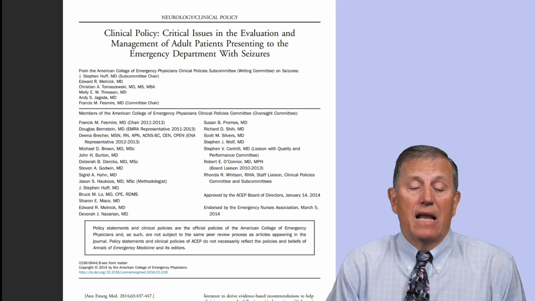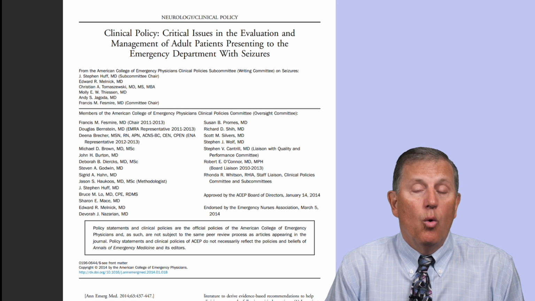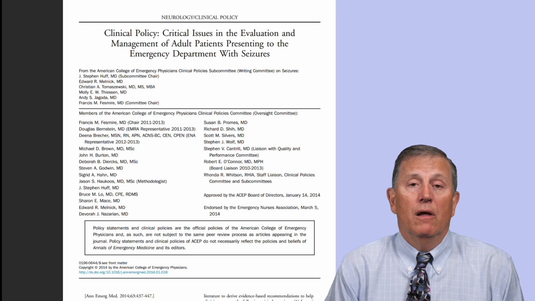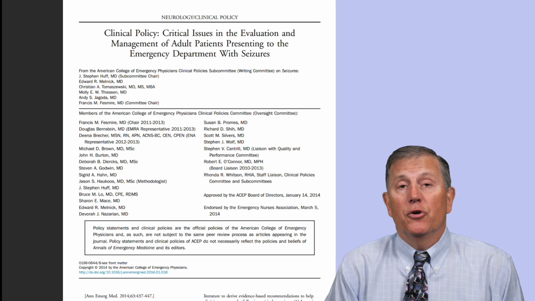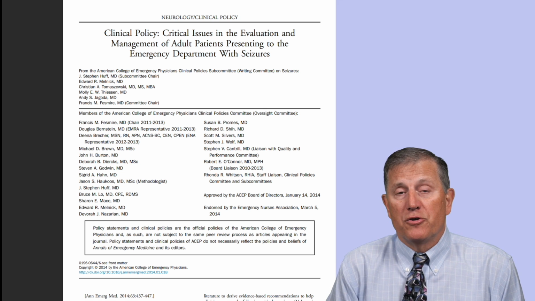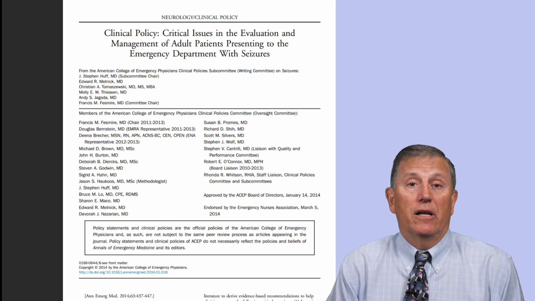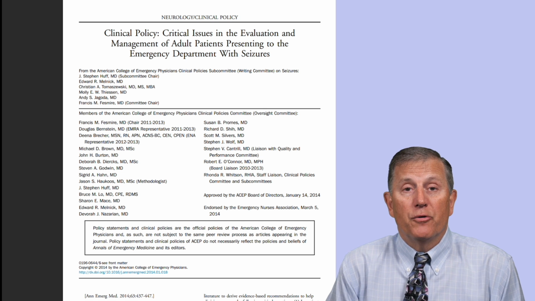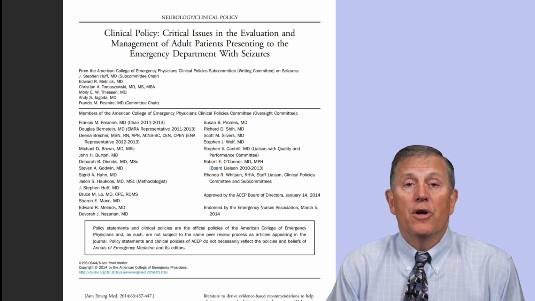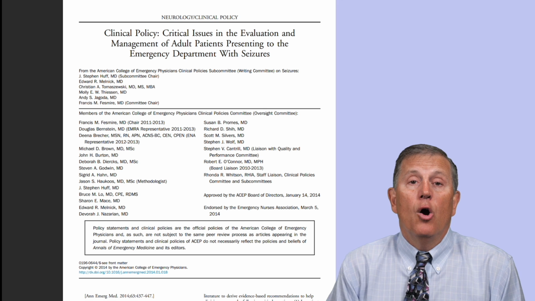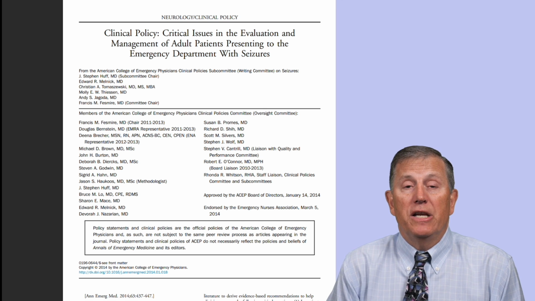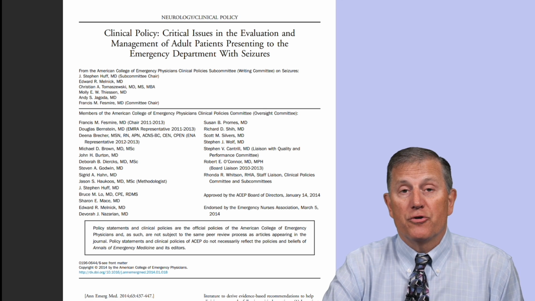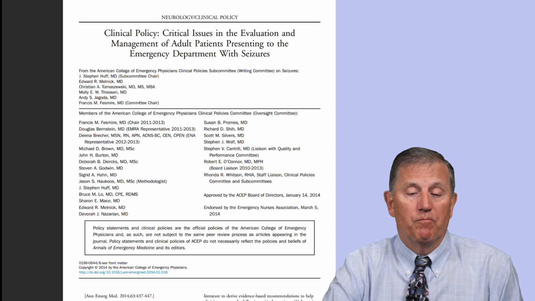This is a summary slide which simply goes through what are the clinical questions that were addressed by the clinical policy. It's understood that many of the clinical questions that are addressed don't have clear answers, hence the necessity to come up with a clinical policy that can help to arbitrate what is in the medical literature so that providers understand what are their options in treating patients who present with seizures and status epilepticus.